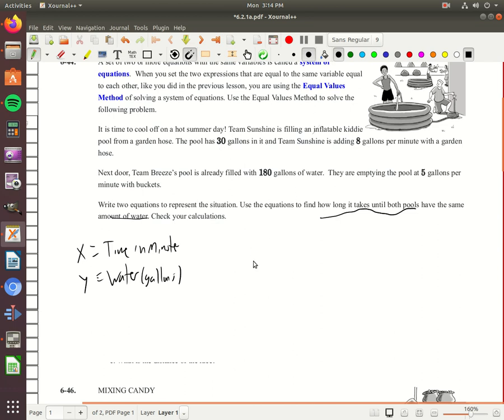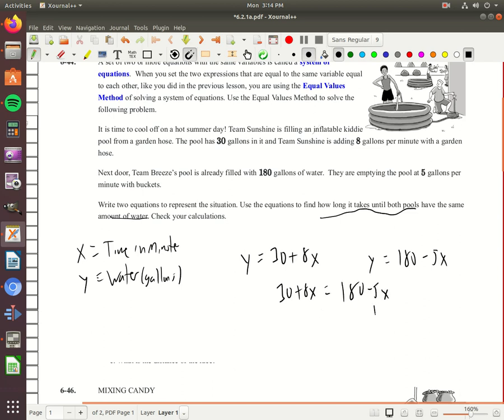So the pool has 30 gallons in it, so water equals 30 gallons, and they're adding 8 gallons per minute. So that's one of the equations. The other one, Team Breeze, has 180 gallons of water in it, and they're emptying it 5 gallons per minute. So here are our equations, and this is equal values. Hey, look, this equals y and this equals y, so they have equal values. They're equal to each other. 30 plus 8x is equal to 180 minus 5x.